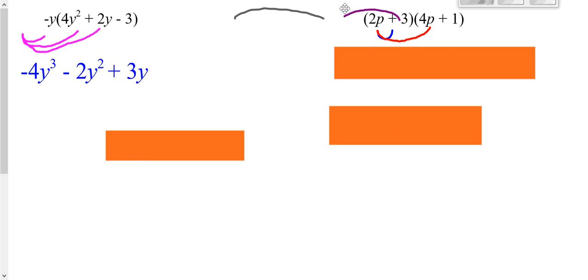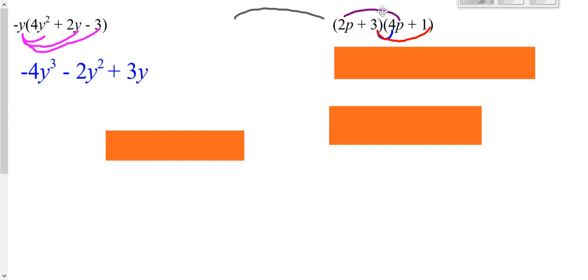Oh, well, this isn't right. Oops. Sorry. Just a second. Oh, that looks a little bit better.